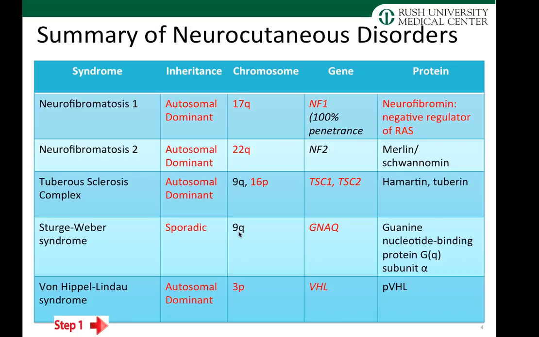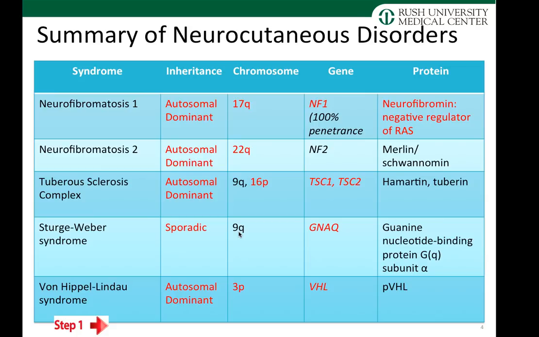that I've been using. So for each of these disorders, you need to know the inheritance pattern, and the majority of them are autosomal dominant with the exception of Sturge-Weber, which tends to be a sporadic mutation. Ideally, you would know which chromosome each of the genes are located on. The gene names are pretty simple except for Sturge-Weber. They're pretty much named after the disease itself.